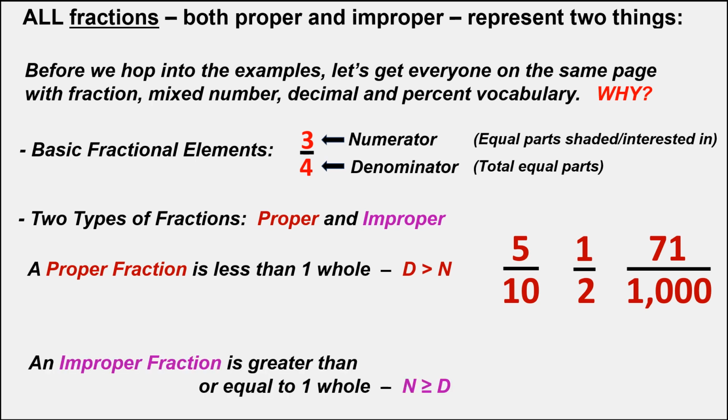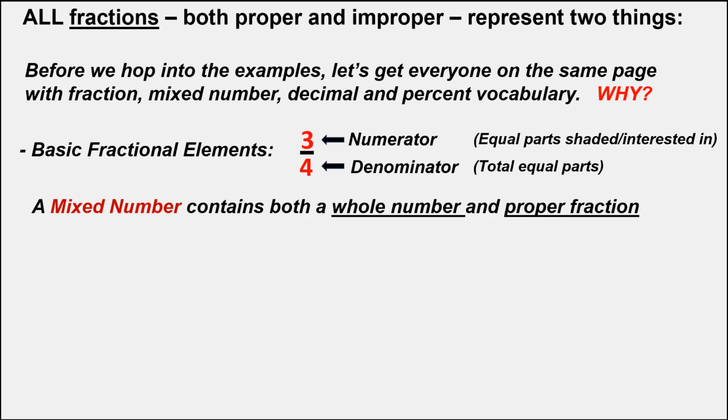An improper fraction is greater than or equal to one whole. In this case, the numerator is greater than the denominator. A couple examples of improper fractions are 11/10, 8/5, 3/3, and 7/2. It's essential that students recognize by sight if a fraction is either a proper fraction or an improper fraction, as we will soon see. A mixed number contains both a whole number and a proper fraction.